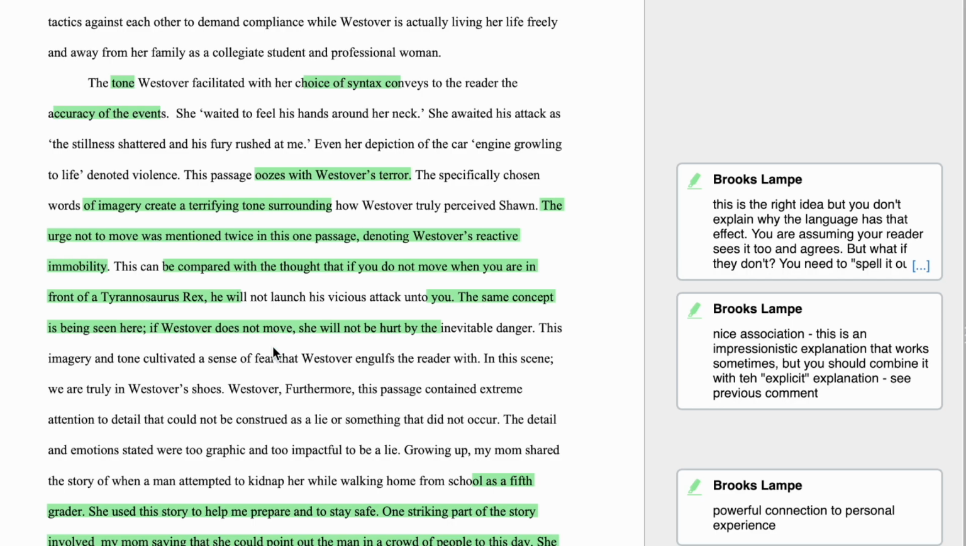Let me show you just two quick examples from student papers from Essay 1 that might help you. So here's one student who writes, the tone Westover facilitated with her choice of syntax conveys to the reader the accuracy of the events. She, quote, waited to feel his hands around her neck, unquote. She awaited his attack as, quote, the stillness shattered and his fury rushed at me, unquote.